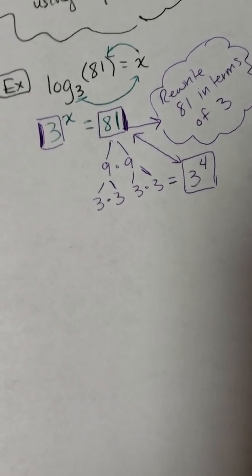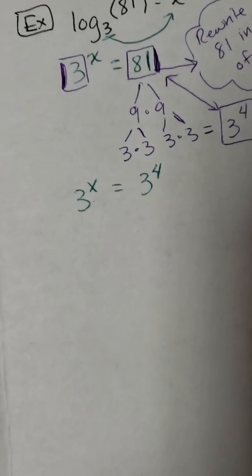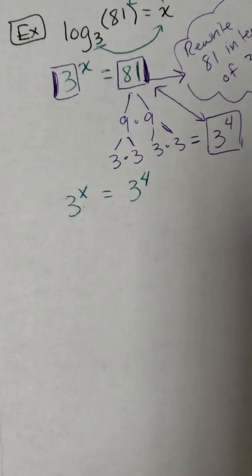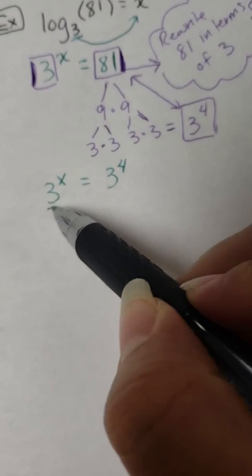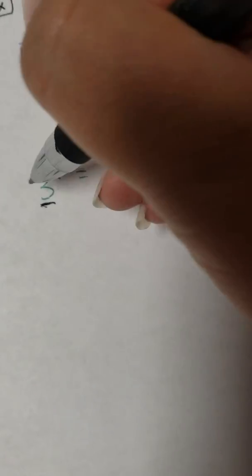Do you see that? So I'm going to rewrite my equation with this instead: 3 to the x is equal to 3 to the 4th. Now that I have the same bases, you can think of it as crossing them out. I can take these bases out and just look at the exponents. And so now x is just equal to 4.